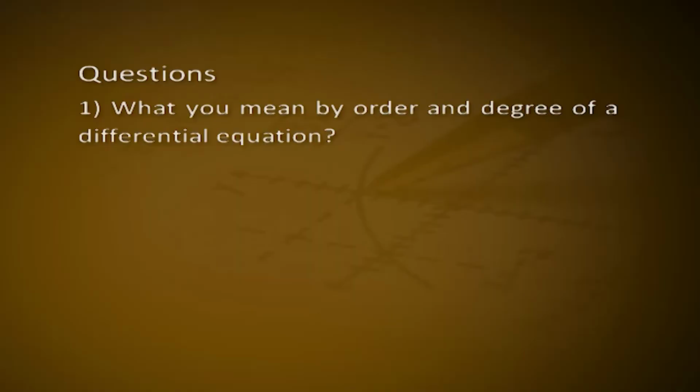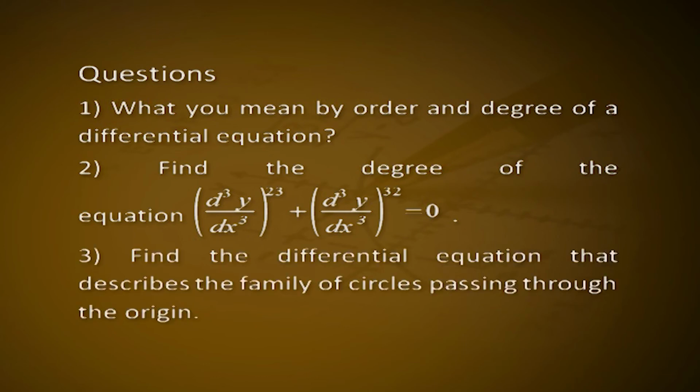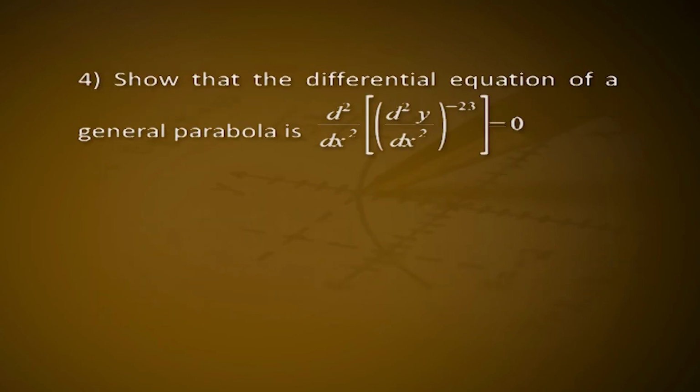Now, you can try to answer the given questions here. First one, what do you mean by order and degree of a differential equation? Two, find the degree of the equation (d^3y/dx^3)^(2/3) + (d^3y/dx^3)^(3/2) = 0. Find the differential equation that describes the family of circles passing through the origin. Show that the differential equation of a general parabola is d^2/dx^2 ((d^2y/dx^2)^(-2/3)) = 0.